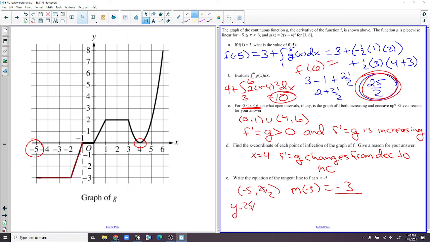Y minus 25 halves is equal to -3 times x plus 5. There's the equation of the tangent line. We've answered that 100 times. Just how do you get it? How do you get those values? Any questions on this problem here? Let me stop this and I'll show you, and then you can keep writing it.